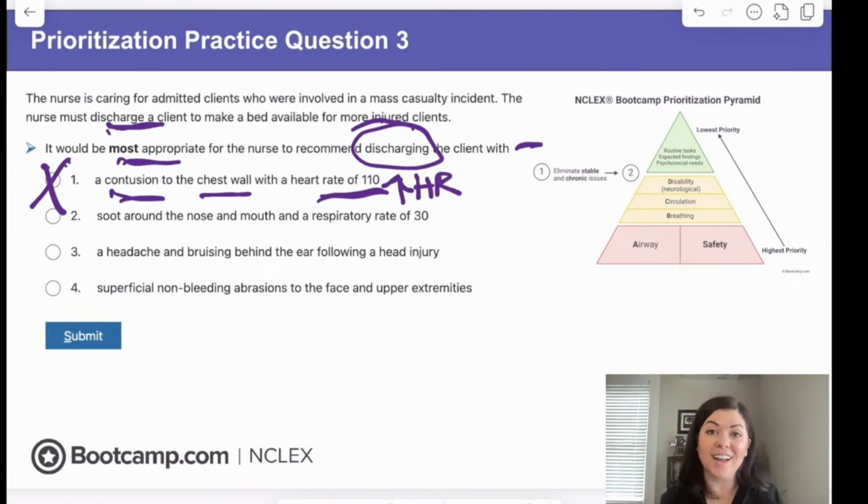You're probably looking right now for the highest priority, and once again, it's asking us for the lowest priority. So pay close attention to that stem. It can get you in trouble. So soot around the nose and mouth with a respiratory rate of 30. So we know that that client is a little tachypneic.